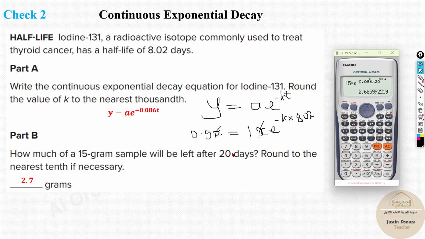Now you can see, because half-life is 8 days, within 8 days it will be half of this. Then again 8 days, that is 16 days, again half of that. And then again it will be reduced. So it is 2.7 grams.